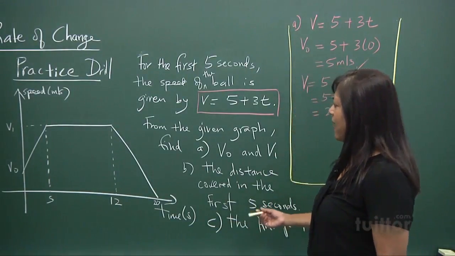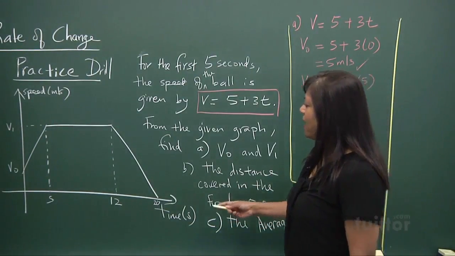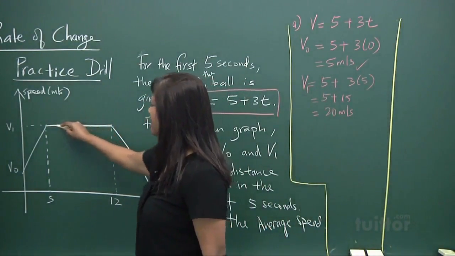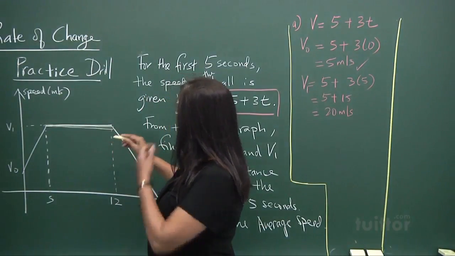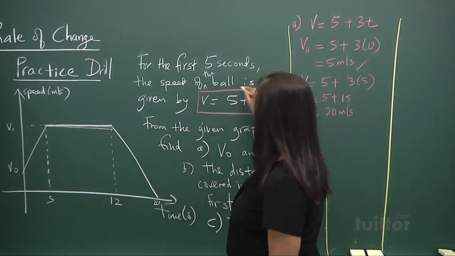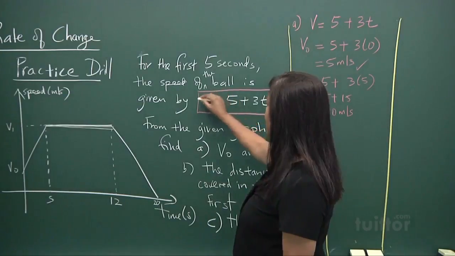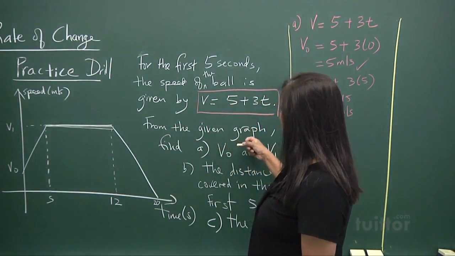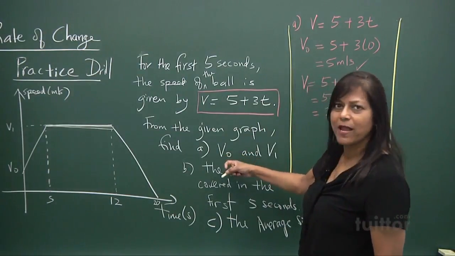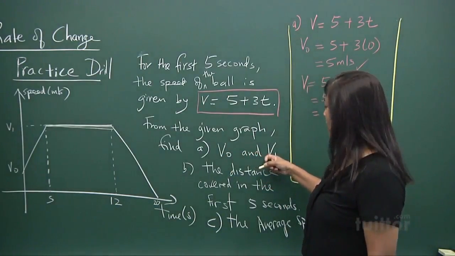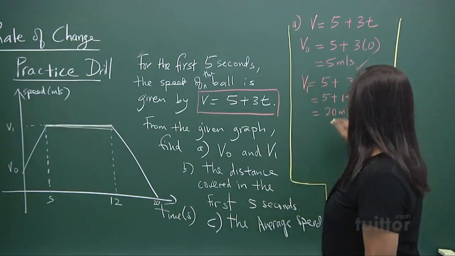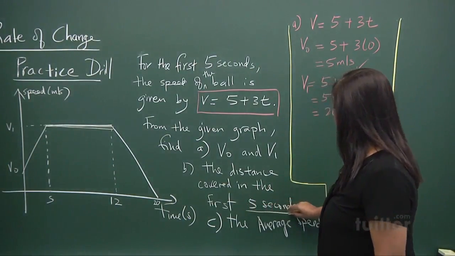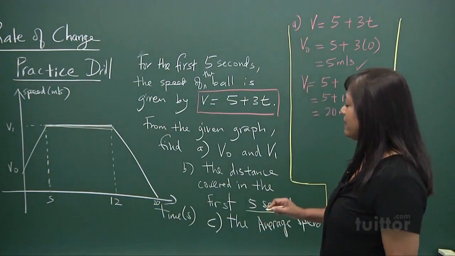What happens after that? Okay, from 5 to 12 seconds, the speed here is constant. The 5. So this equation is for the first 5 seconds, alright? That's the speed that's given. And we're now going to look at it from the given graph. You're asked to find V0 and V1. And what is the distance? So we've got these 2 parts done. And what is the distance covered in the first 5 seconds?